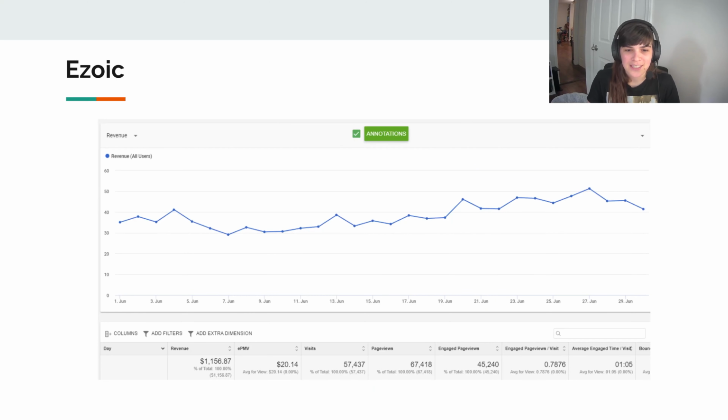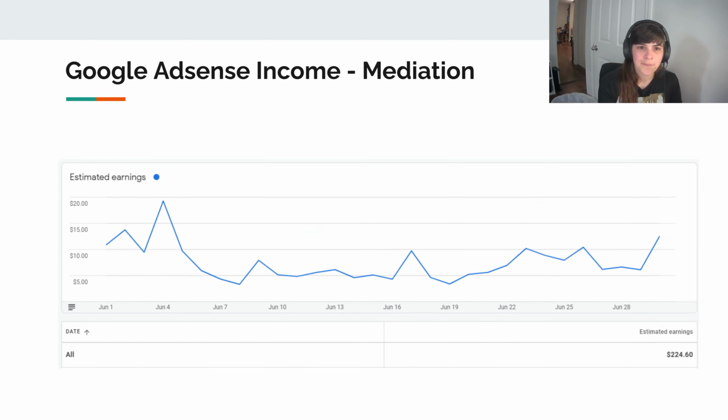So Ezoic earnings, this is at the bottom is what Ezoic is reporting for all the income earned, both through the Ezoic advertisers and Google mediation. So there are 57,000 visits, 67,000 page views. You can see that the revenue kind of stayed about the same throughout the month, but there is a slight increase. So Google AdSense, at the beginning of the month, I had some really good mediation income, and it kind of continued to decline, and now it's starting to crawl back up.